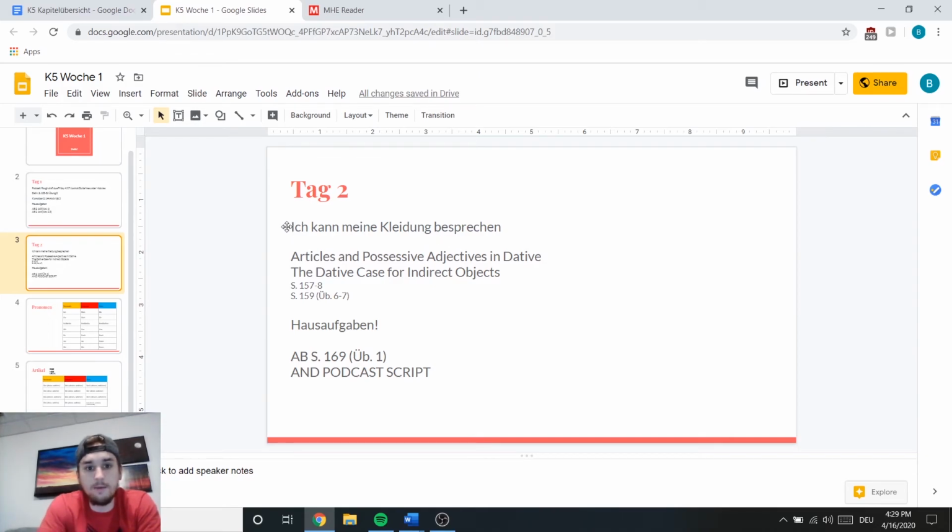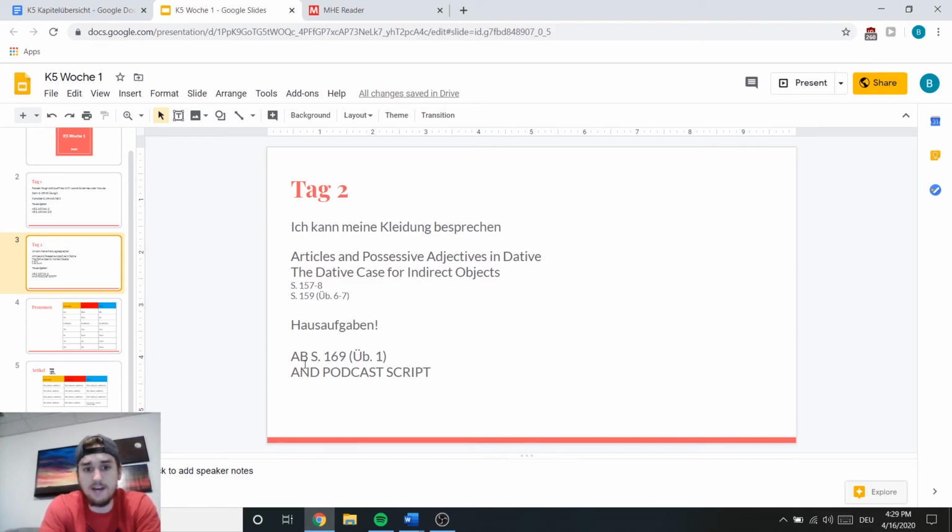Also, das Ziel von heute, also was wir später besprechen werden, das ist unser Vokabel, ja. Ich kann meine Kleidung besprechen, ja. So, this is our vocab, right? Aber heute werden wir darauf nicht konzentrieren. Wir werden, sondern hier, also die Articles, Possessive Adjectives in Dative and the Dative Case for Indirect Objects. Also wir werden das heute üben und darauf fokussieren.